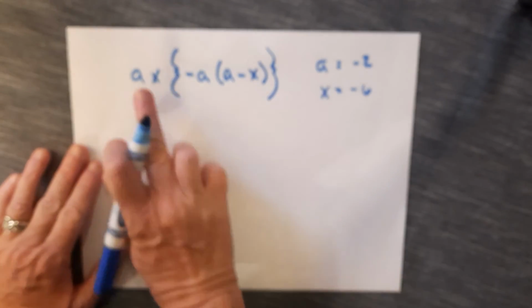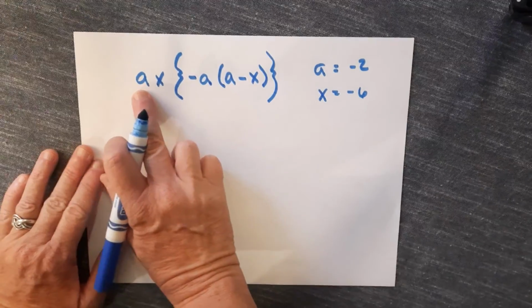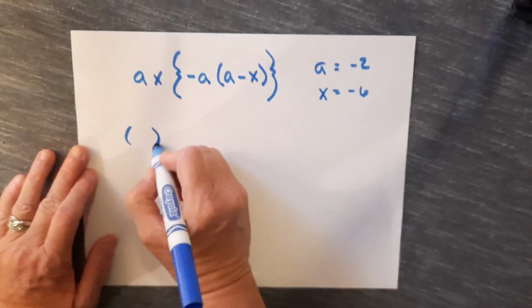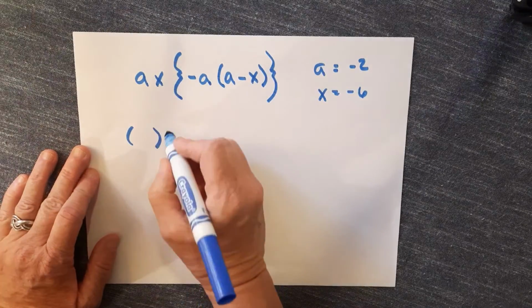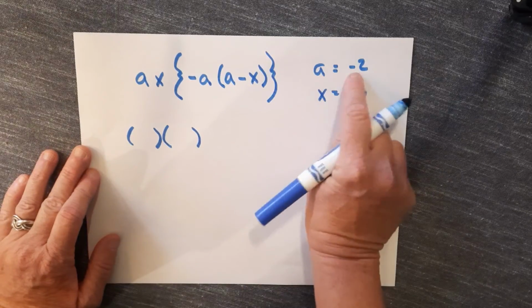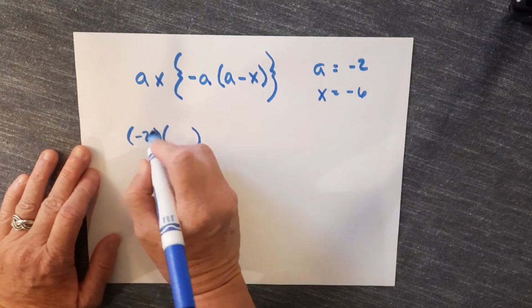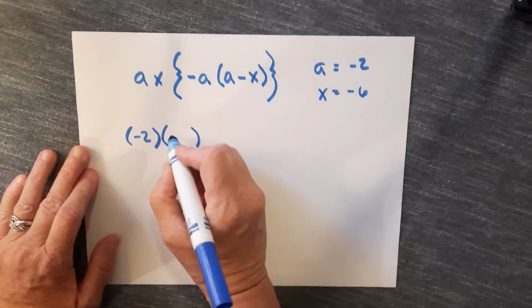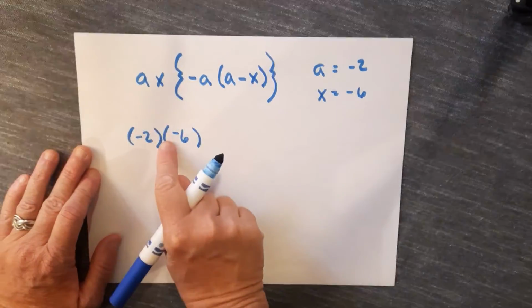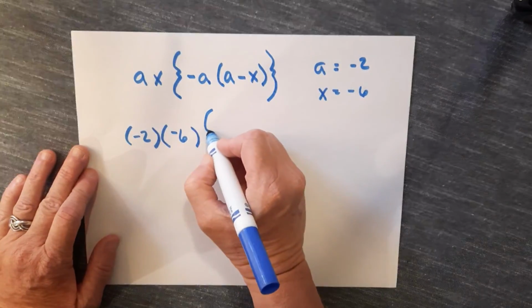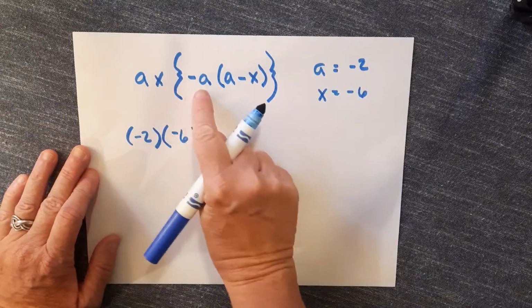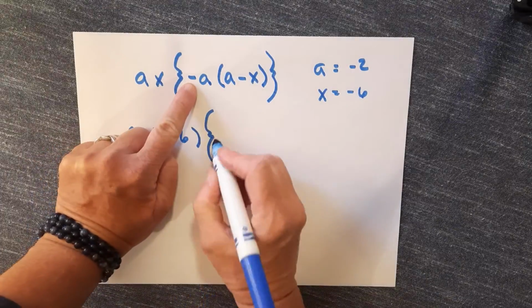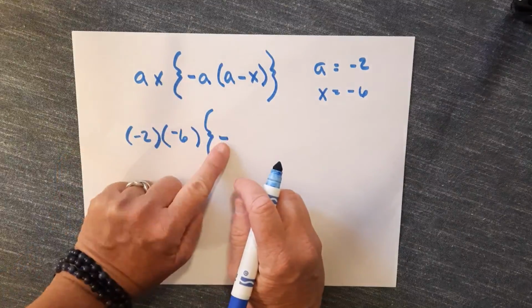So we do have to remember again, here's an a, that's a variable, we replace it with parentheses. Here's an x, that's a variable, we replace it with parentheses. A equals -2 and x equals -6. So we transferred that to this. Now we're going to put in our big bracket. We're going to take this minus sign and put it down right away so that we don't lose it.